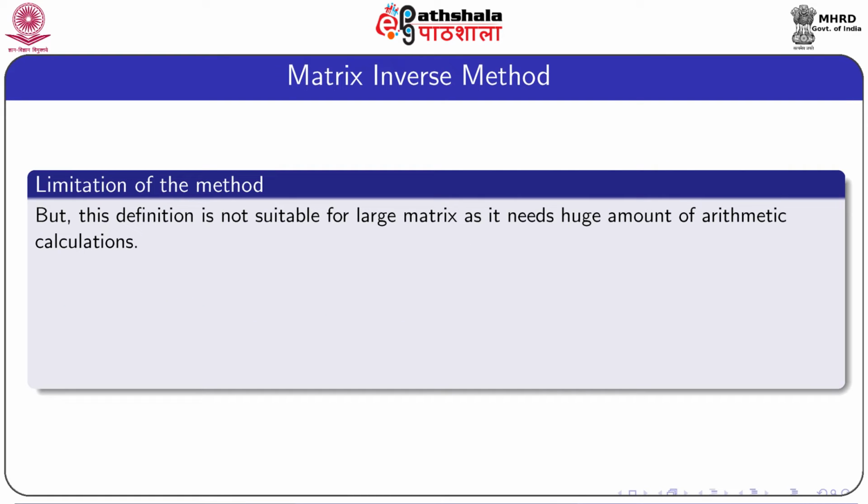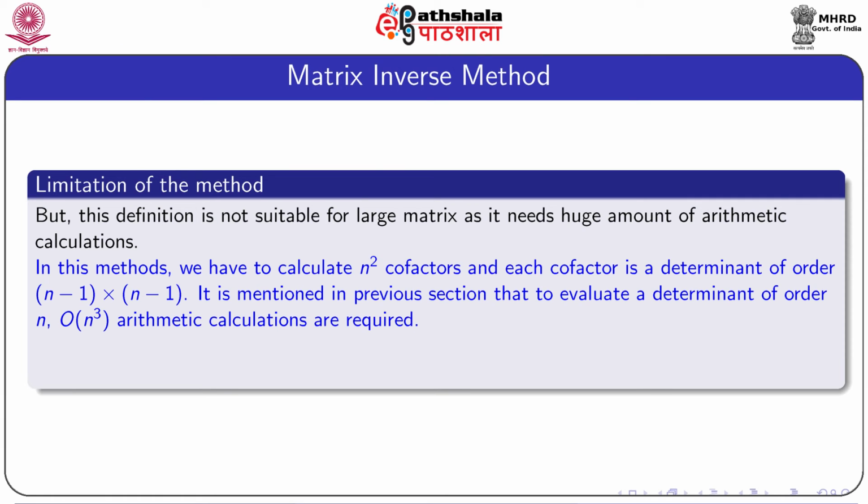But this conventional definition is not suitable to find the inverse of a matrix, because this definition needs a huge amount of arithmetic calculation. That means we have to calculate a lot of determinants of different orders. So, this method is not suitable for hand calculation and also for computation. In this method, we have to calculate n square cofactors, and each cofactor is a determinant of order n minus 1 by n minus 1.